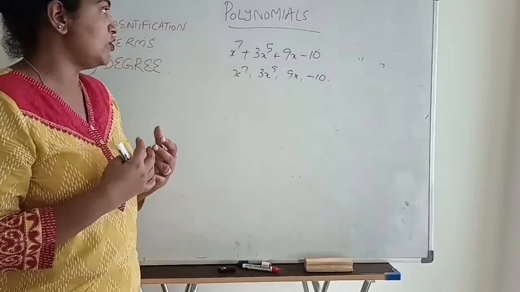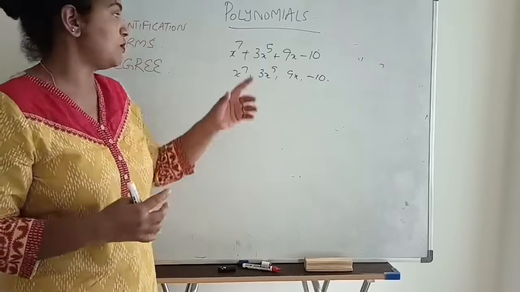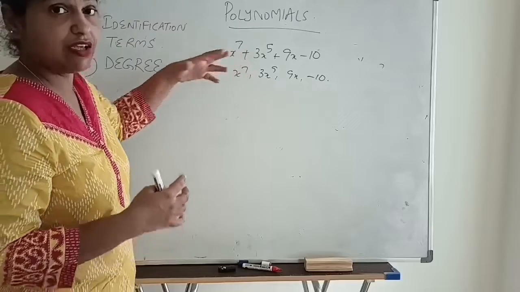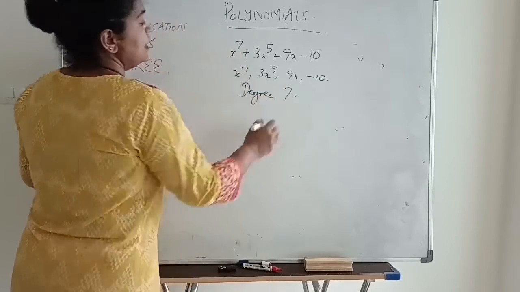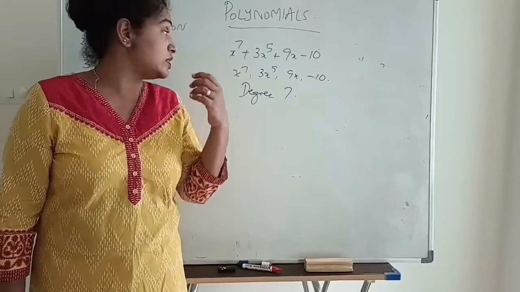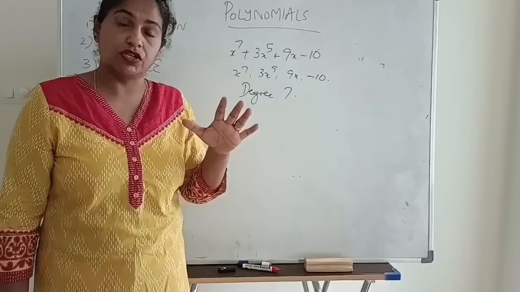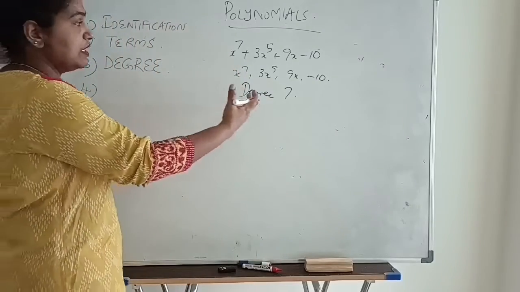What is the degree of the polynomial? It's the highest power to which the variable is raised in the polynomial. So I can see it is x raised to 7. So my degree of the polynomial is 7. Let us move on to the concept of coefficient. Each term of the polynomial has a coefficient. Coefficient is the value of the integer scaled with the variable.